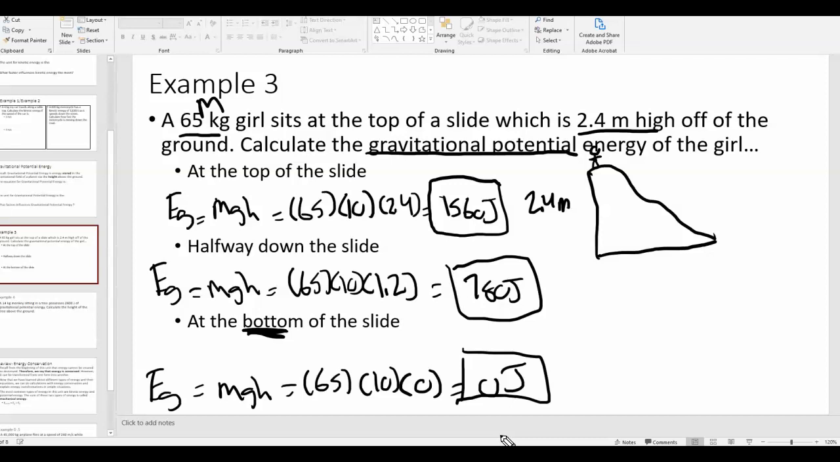Okay, so the energy, the number is the same. At the end of the problem, there's still 1560 joules. It's not Eg anymore. Okay, it's probably Ek or a combination of Ek and E thermal. All right, so pause there if you need to look at that some more.